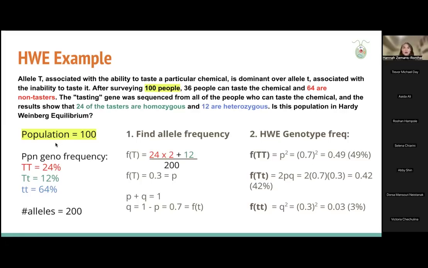And I can tell right away that those are not the same. So even if you didn't do it on your own before, can you say now, do we think this population is in Hardy-Weinberg equilibrium? The answer is no, because the Hardy-Weinberg equilibrium genotype frequencies that we just calculated do not match the population genotype frequencies. That means that this population is not in Hardy-Weinberg equilibrium.